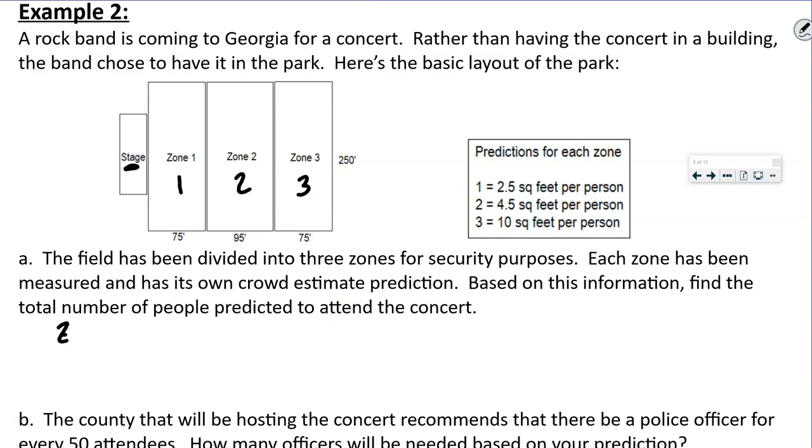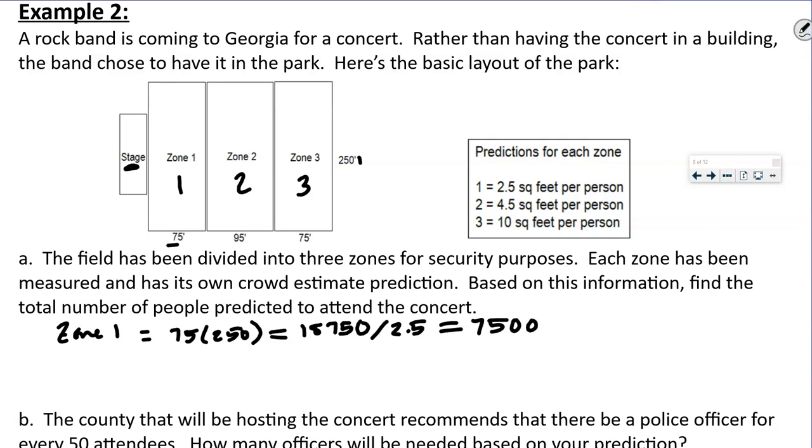So we're going to do zone 1. And on this one, we're going to do our width times our depth, however we want to say that. So we're going to do 75 times 250. And when we do that, we get 18,750. And then it says that in this zone we have 2.5 square feet per person. So we're going to divide that by 2.5, and that's going to give us 7,500 people in zone 1, okay?